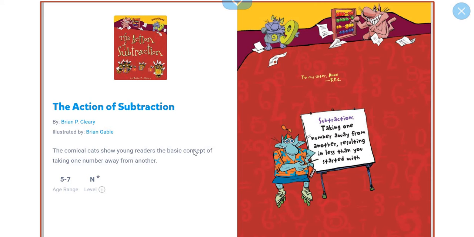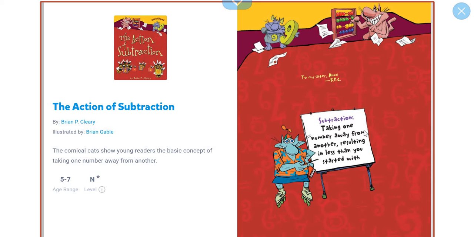Last week we read a book about addition, and this week we're going to read a book about subtraction. The name of this book is The Action of Subtraction, and it is by Brian Cleary. Just so you know, this book is on Epic, so if you want to go back and reread it to yourself, you can just search The Action of Subtraction, and you should be able to find it.